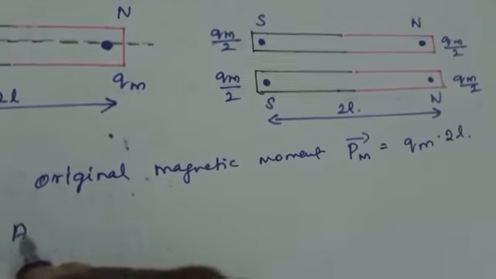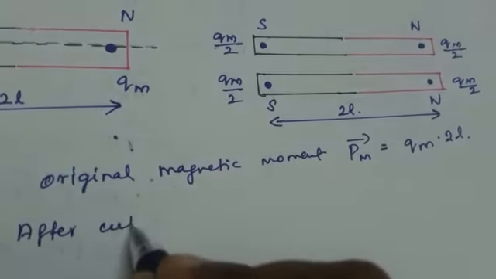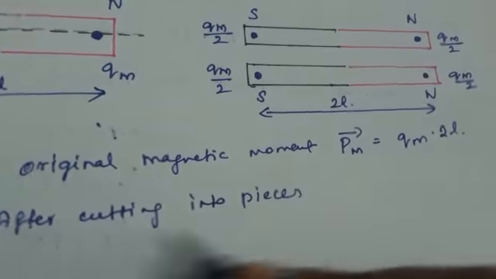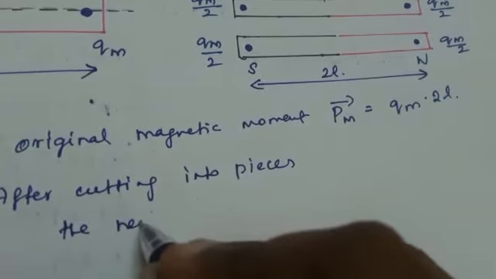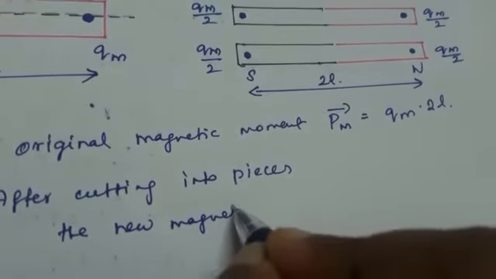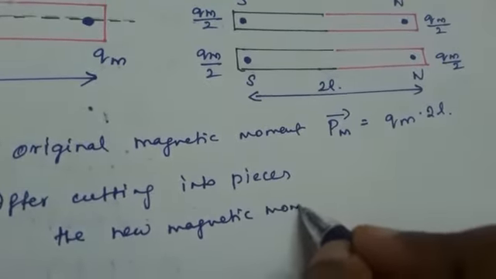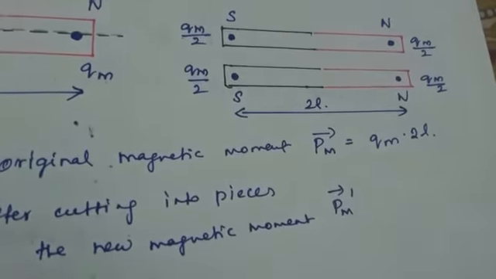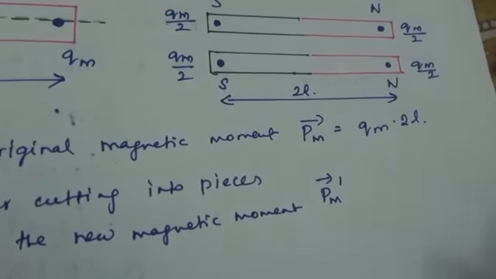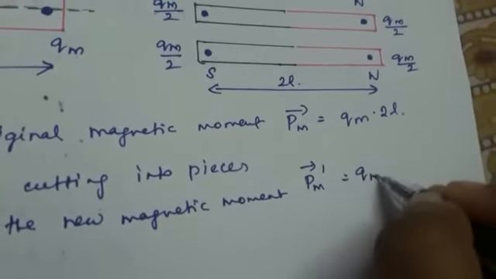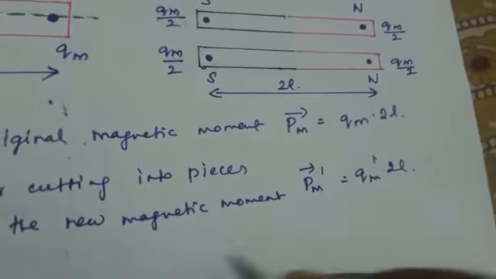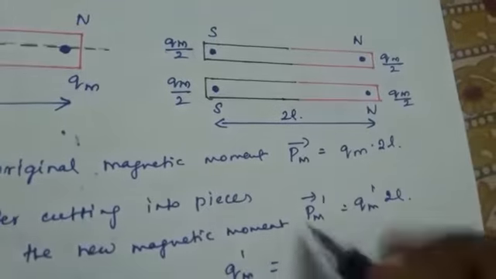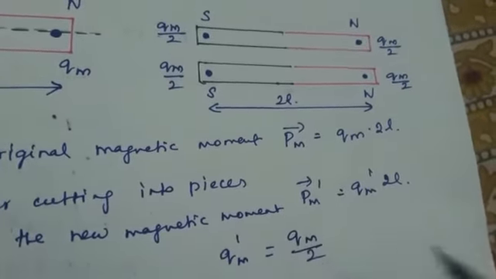Now after cutting into pieces, the new magnetic moment is what we have to find out. Your new magnetic moment we can take as Pm dash, that is Qm dash into 2L. What is your Qm dash? Qm dash is, that is, your pole strength divided by 2. So here it is Qm by 2.